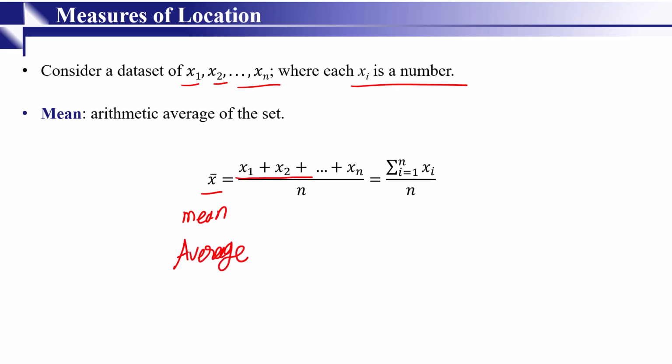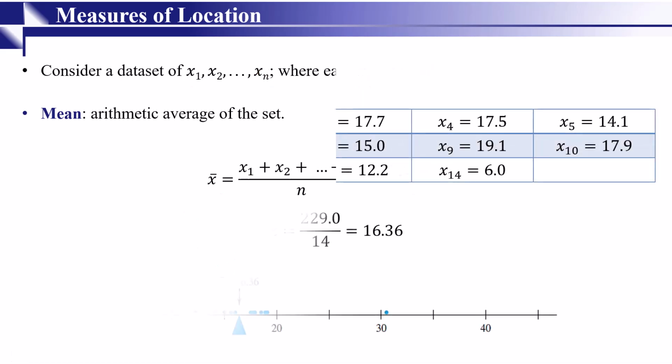Average is the sum of all numbers, as you can see here, the sum of xi with i from 1 to n, divided by n. N is what? The total number of numbers. You can see n is here. So in this way, we can calculate the mean.